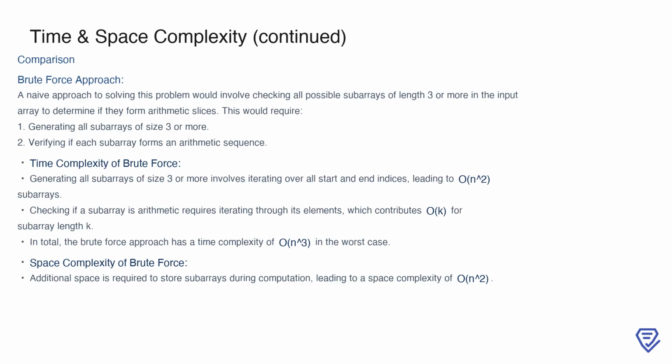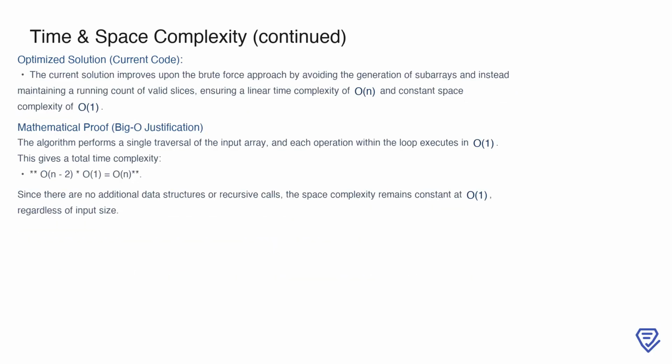This comparison highlights the inefficiency of the brute force method, especially for larger arrays. The current solution significantly optimizes both time and space complexity compared to the brute force approach. Instead of generating and verifying subarrays, it maintains a running count of valid slices directly, reducing the time complexity to O(n). This is achieved by performing a single traversal of the input array, where each operation inside the loop, such as checking conditions, updating counters, and summing values, is executed in constant time, or O(1).